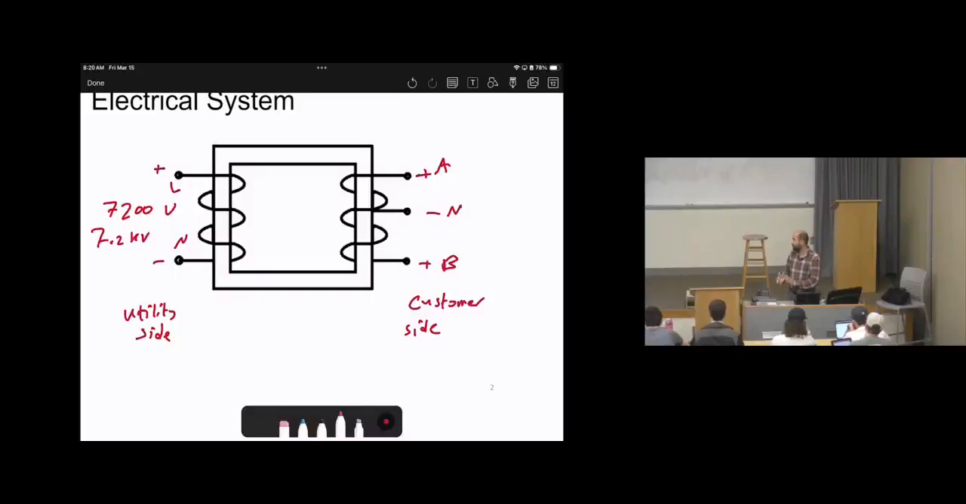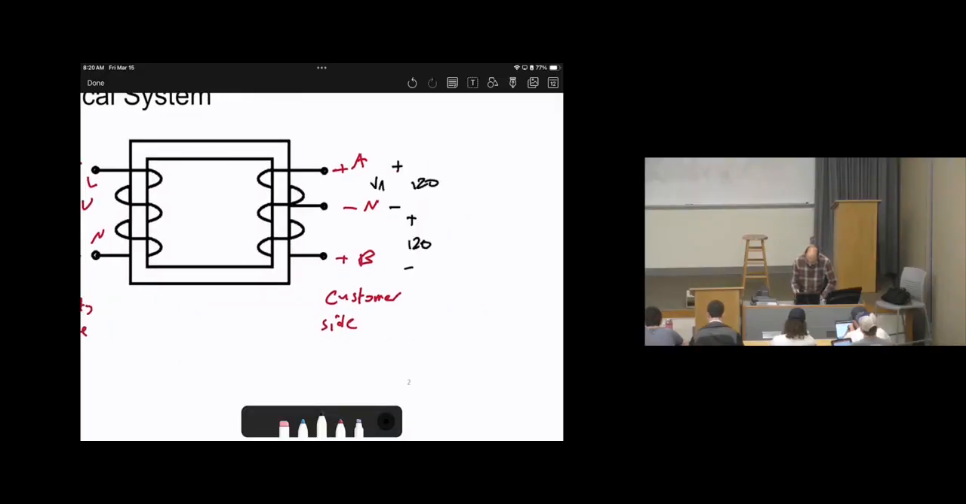Okay, how can we use this based on it? We can say that if you make the positive at A, the negative at neutral, we will get 120 volts. If you make it between neutral and B, we will also get 120 volts. So we can call this VAN, as a magnitude without bar, and this is VBN. Okay, so we can get 120 volts from different conductors, A and N, or B and N.